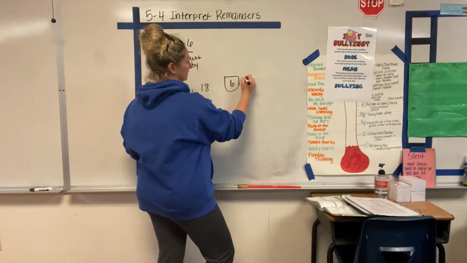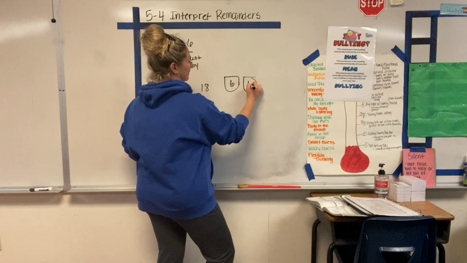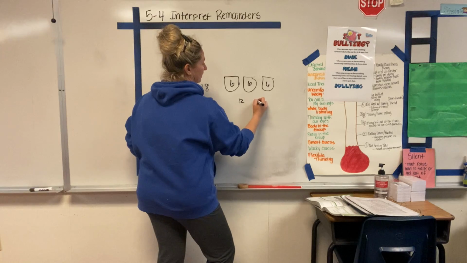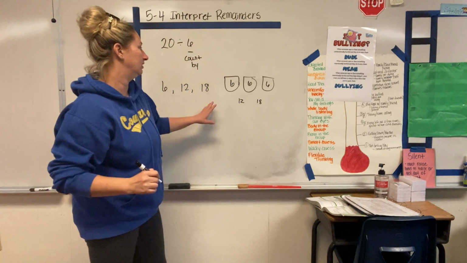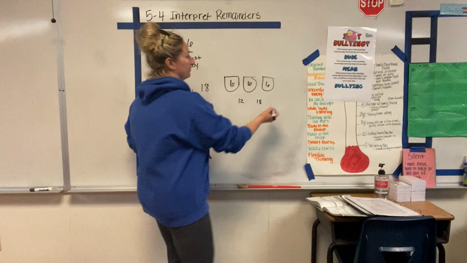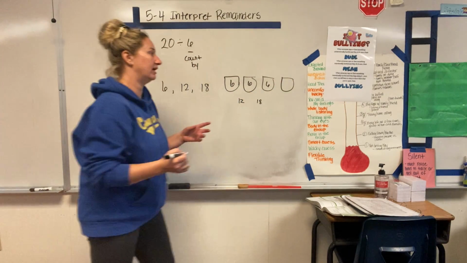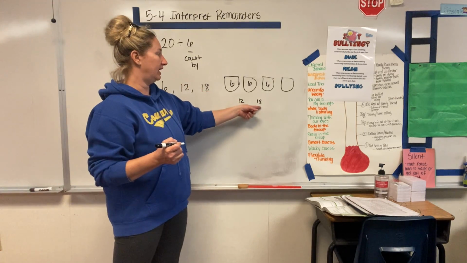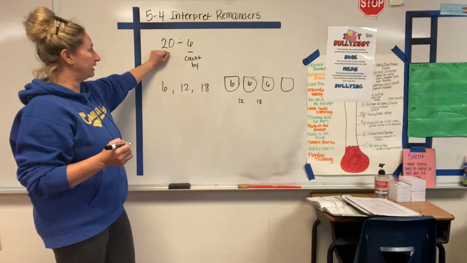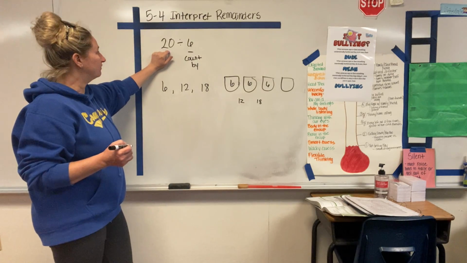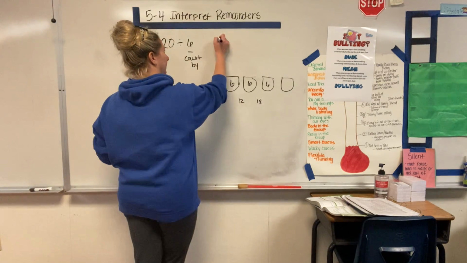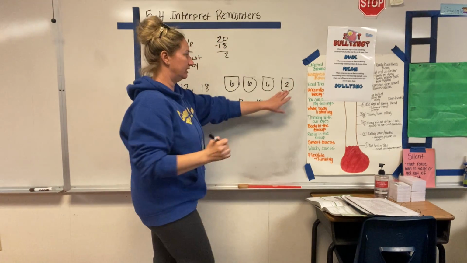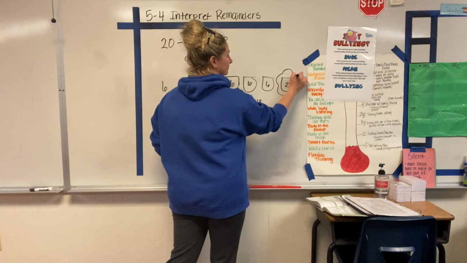This basket has 6. This basket has 6, which makes 12. This basket has 6, which makes 18. And then I can't go anymore. If I would have a 4th basket, I would have to figure out how many go in that basket, because I'm at 18 and I only have 20 apples. So you'd find the difference between 20 and 18. So 20 minus 18 is 2. So 2 apples would go in this basket. This is what's left over.